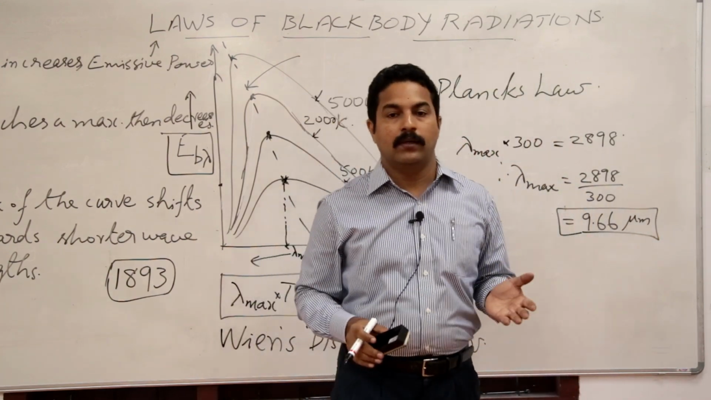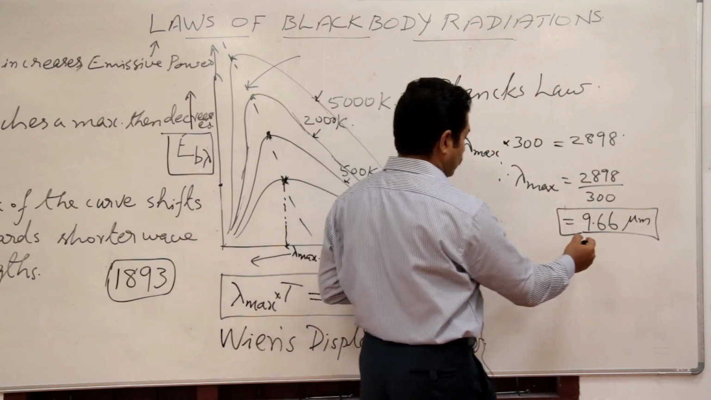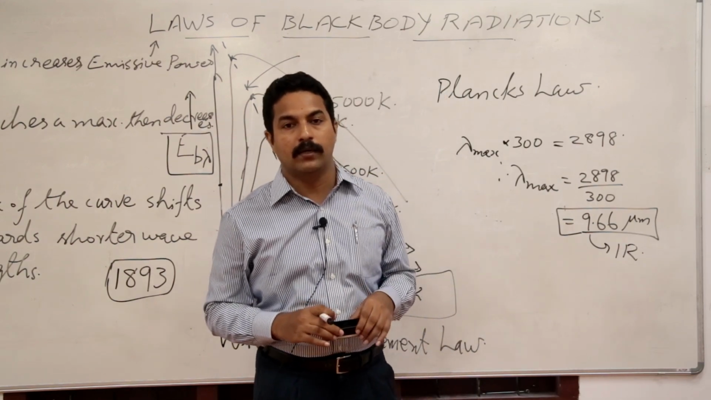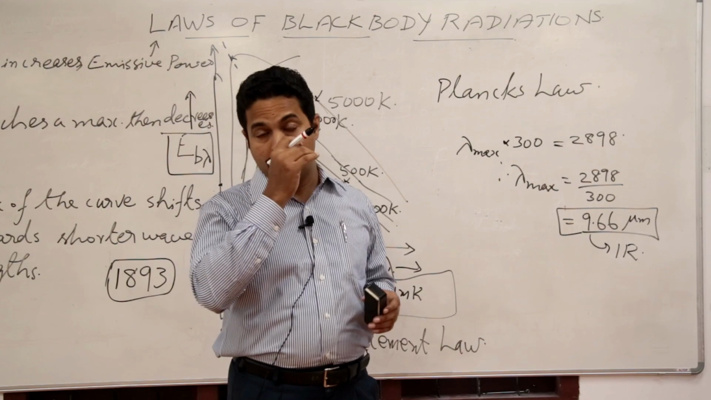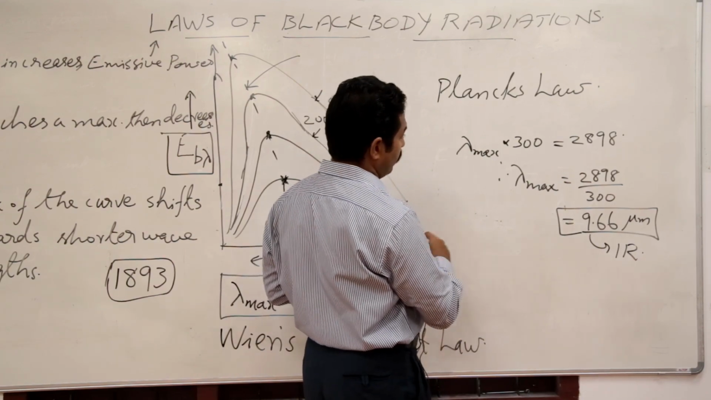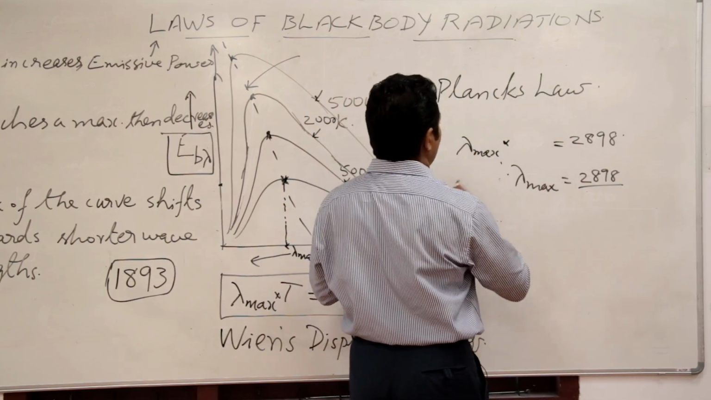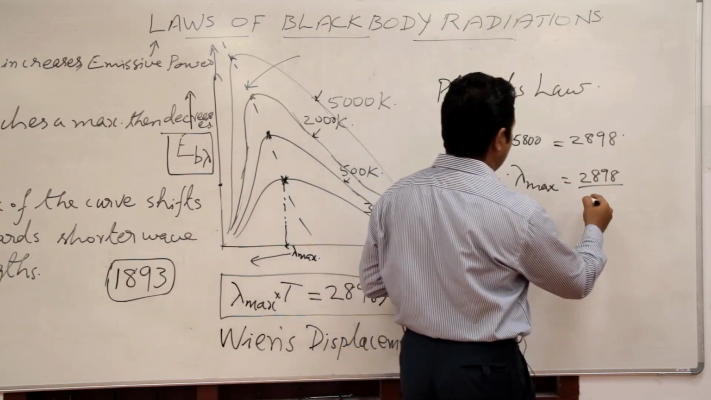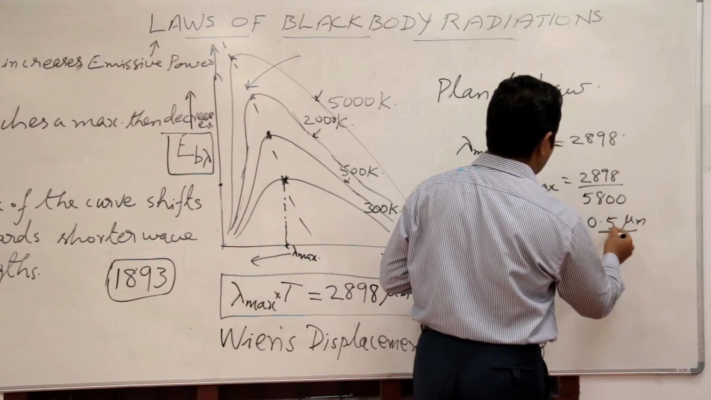If the temperature is 300 and lambda max is 9.66, you know from the electromagnetic spectrum that it is coming in the IR region. So this is not coming in the visible region. Then what will be there in the visible region? We already know that we can see light because of solar radiation, and usually the average temperature of the sun we take as 5800 Kelvin. So if we do this calculation for the sun's temperature, 5800, lambda maximum is 2898 by 5800, so roughly it is 0.5 microns.